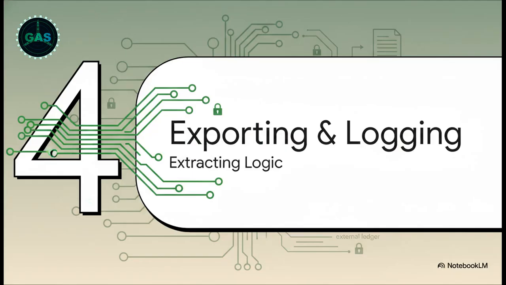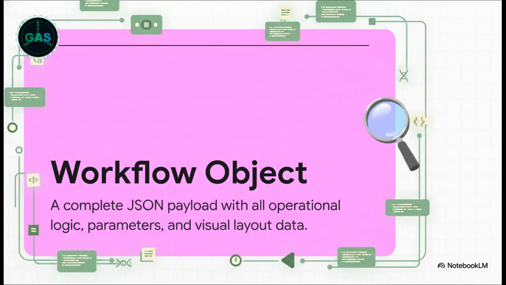Okay, Section 4, exporting and logging workflows, where we actually extract your business logic. So what are we actually moving here? Technically, we're extracting what's called a workflow object. It's essentially a massive, highly detailed payload of JSON code. It holds everything, every single parameter, all your logic paths, the updated at timestamps, the active status. It even grabs the visual layout stickers on your canvas. It's literally the complete DNA of your business operations, bundled right up into code.